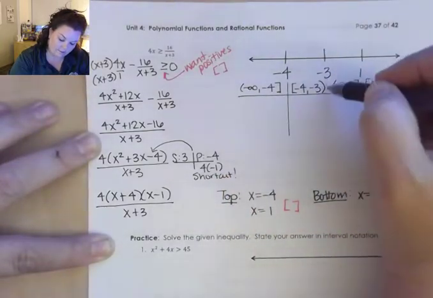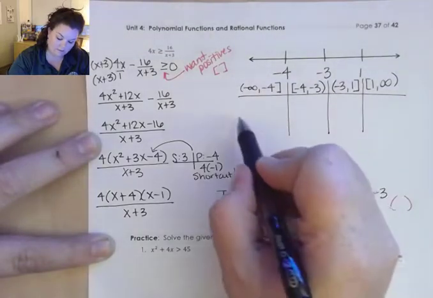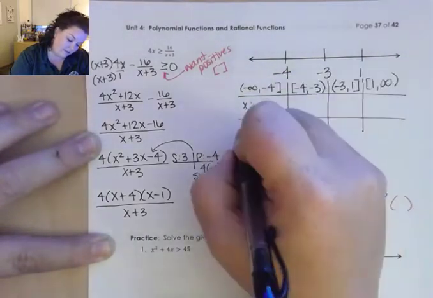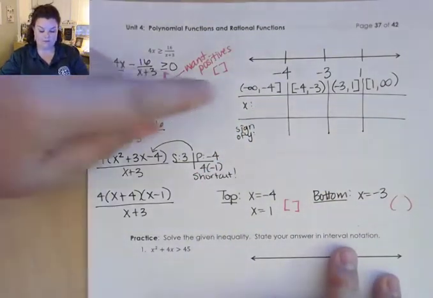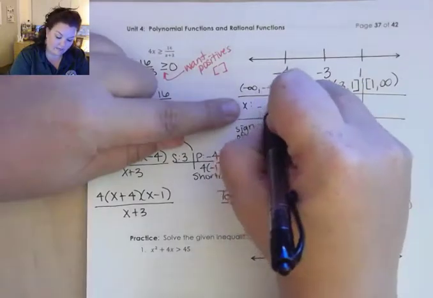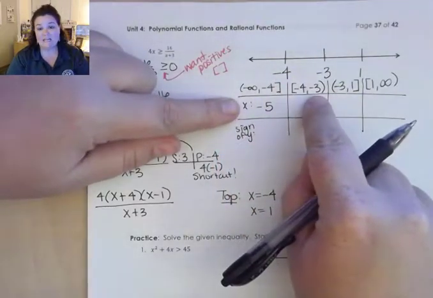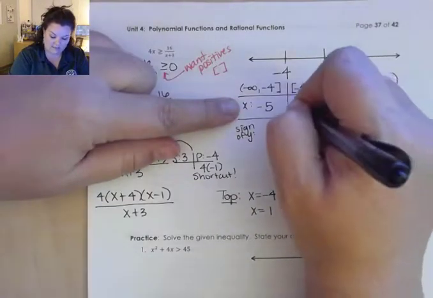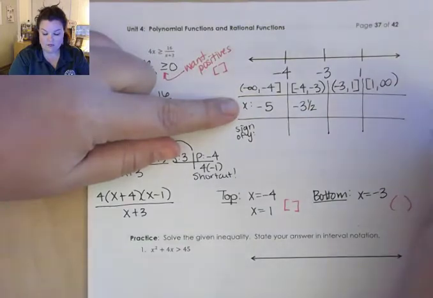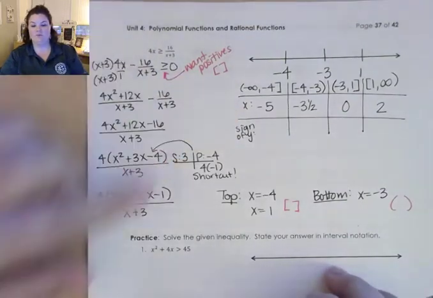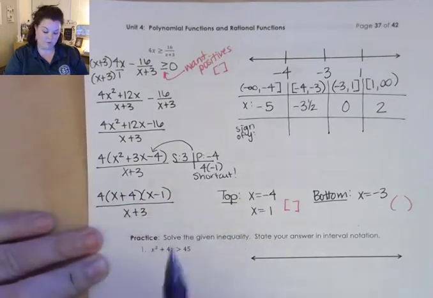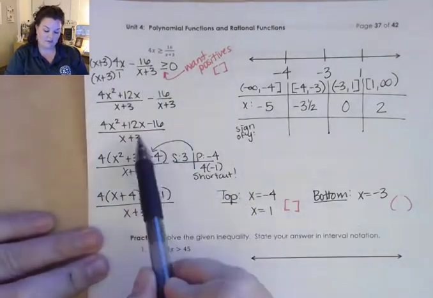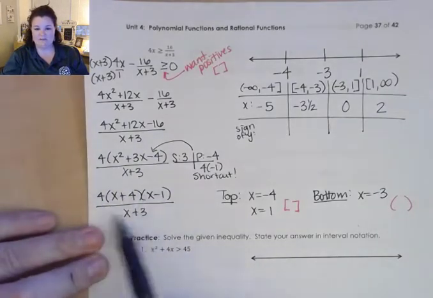I'm going to draw my little chart in. I'm going to pick an x value and then figure out what the sign of the y values are for that interval. For something smaller than -4, I'm going to pick -5. Something between -3 and -4 would be -3.5. Something between -3 and 1, I'm going to pick 0, and something bigger than 1, I'm going to pick 2. When I plug these in, I want to make sure I plug them into the factored version. You could plug them in over here once we got everything on one side, or even here, but I think it's easier to just plug them into the factored version.